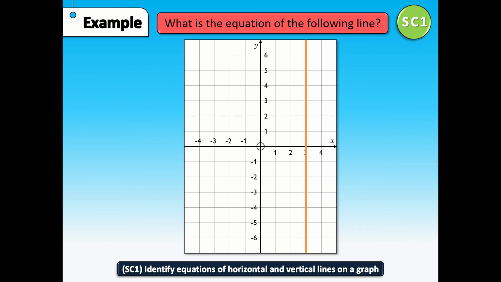For this amber line, if we look at some coordinates on it, you can see that all of the coordinates will have an x coordinate of 3, and it goes through the x-axis at the point 3. So this is the line x equals 3.